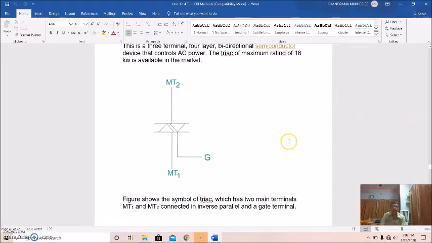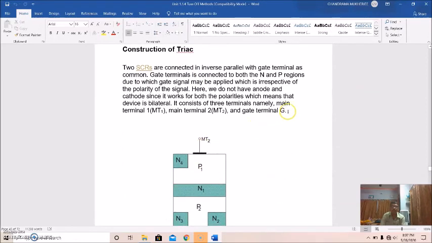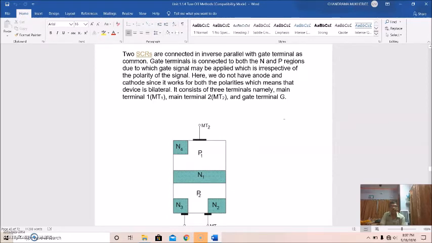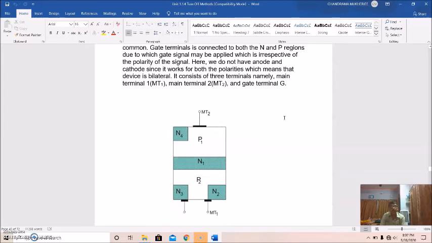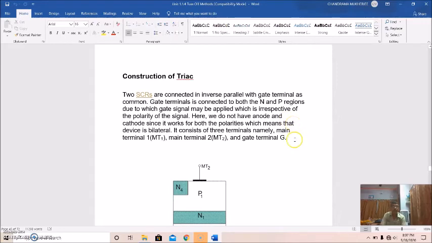So this is the symbol of a TRIAC: main terminal 1, main terminal 2, and this is the gate terminal. It is connected in inverse parallel, with the gate terminals common. Its construction is like this: two SCRs are connected in inverse parallel with the gate terminal as common. The gate terminal is connected to both the N and P regions, due to which a gate signal may be applied irrespective of the polarity of the signal.